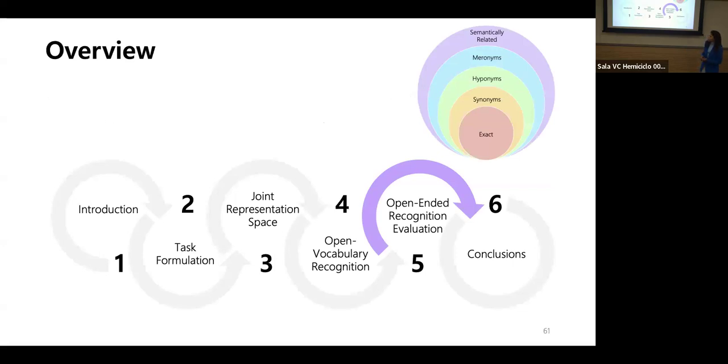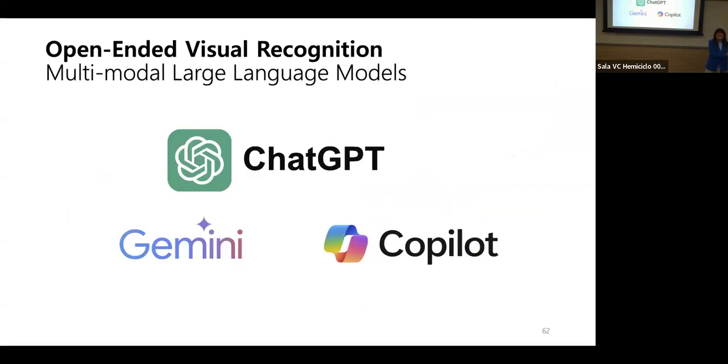And so finally, we get to our end task, open-ended recognition evaluation. Here we're going to be focused on evaluation. For this task, we cannot use the representation space that we were using before, but we need a model that is capable of generating text. So we are considering now multimodal large language models, which should be pretty familiar to you, since they are very popular right now.